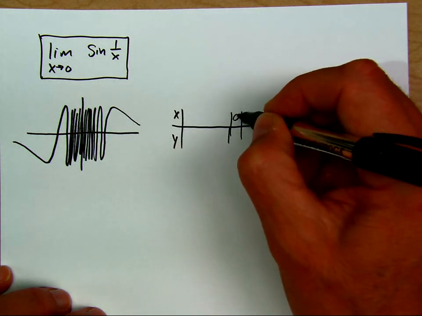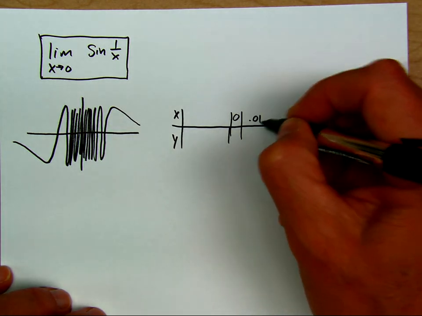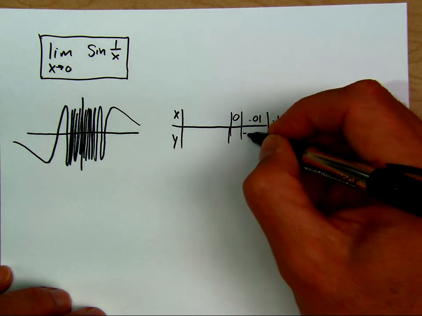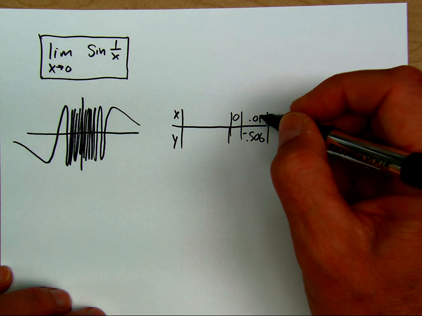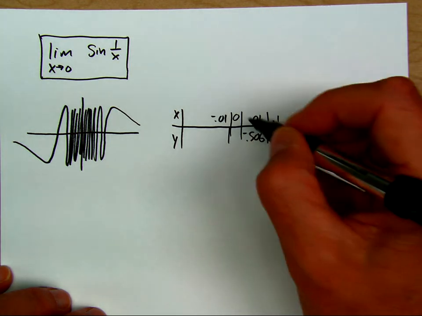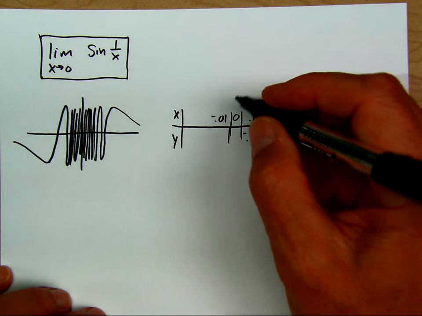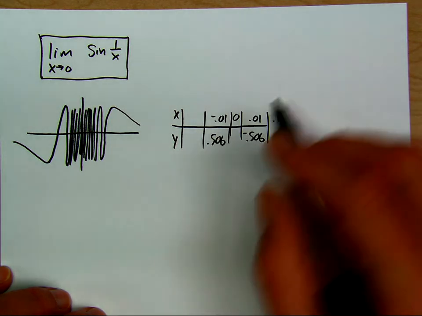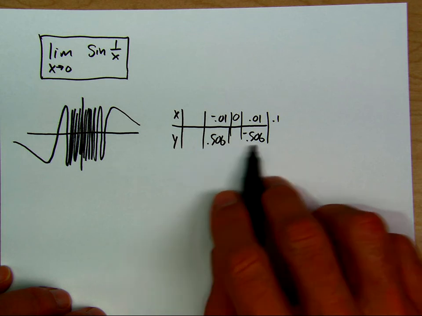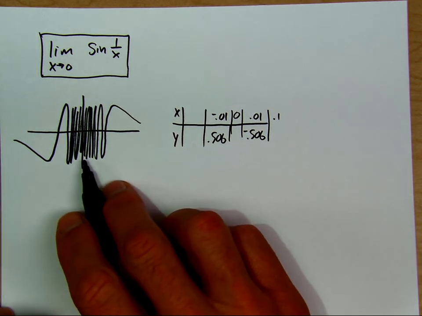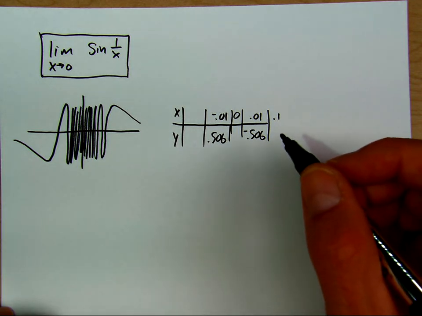As x goes to 0, we're going to get really close to 0, and here we have negative 5.06, and over here at negative 0.01, we're going to be at 0.506. So it doesn't look like it's going to the same place. It turns out this is called oscillation. So the limit does not exist due to oscillation.